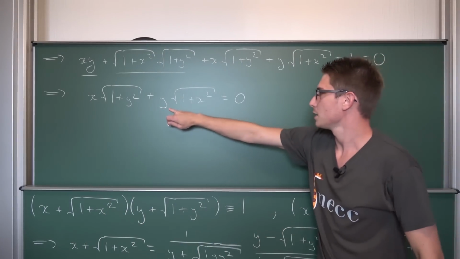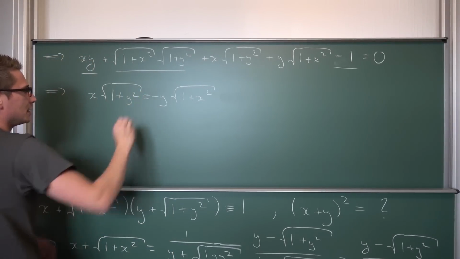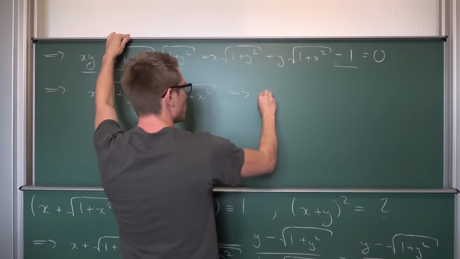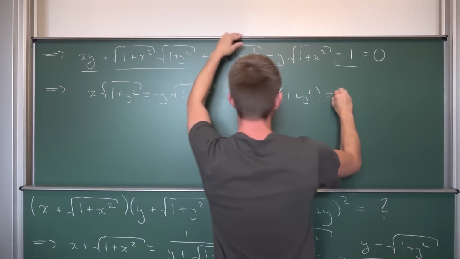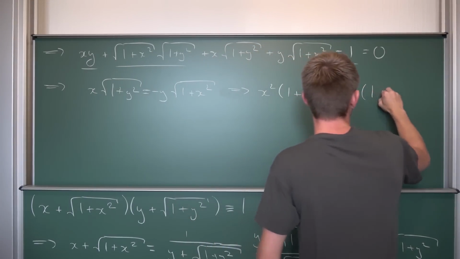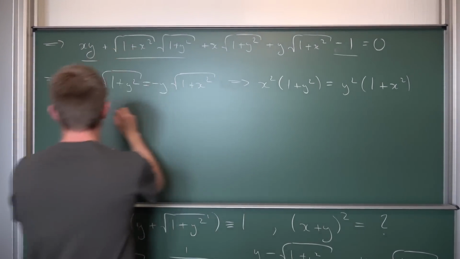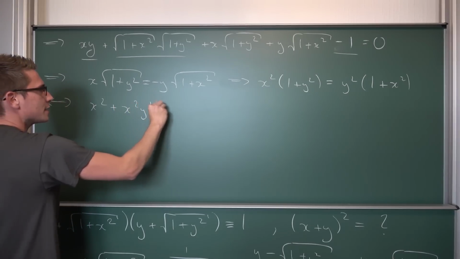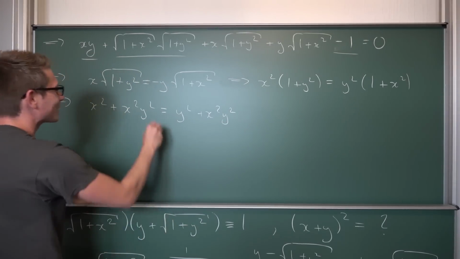Now we can subtract this on both sides, meaning those two are nearly equal, just with a negative sign. Now we can square both sides. The square root is going to vanish here, giving x²(1+y²) equal to, and the negative sign vanishes once squaring both sides, y²(1+x²). That's even nicer. That's equivalent to saying that we have x² + x²y² is equal to y² + x²y². Great conclusion here.